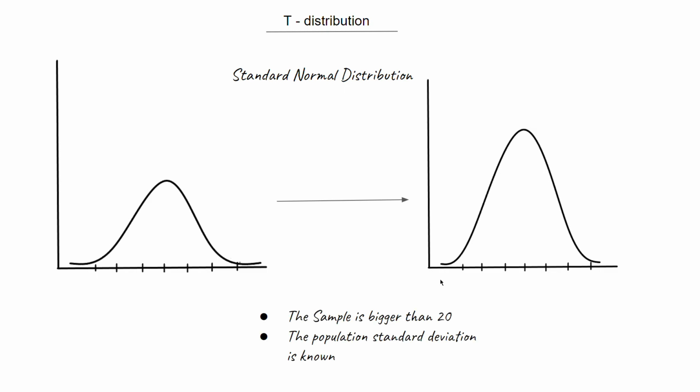But one thing I didn't tell you about the z distribution is that in order to use it, the sample must be bigger than 20 and the population standard deviation must be known. But another thing is that this is not a strict rule. Even if the sample is smaller than 20, you can technically use the standard normal distribution, but the thing is it would not be as accurate, and if it's not very accurate, then what's the point of doing it?